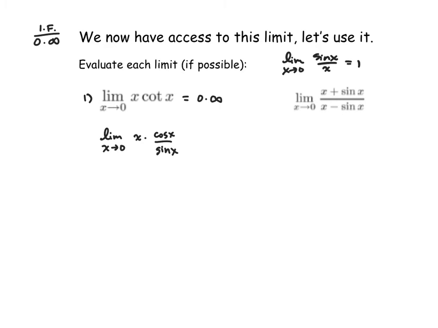And if you remember back, I think it was last lesson, yeah, we have this product rule of limits. We're allowed to do this. I'm going to take the limit as x approaches 0 of x over sine x times the limit as x approaches 0 of cosine x. Okay, well, I know that the limit as x approaches 0 of cosine x is 1.